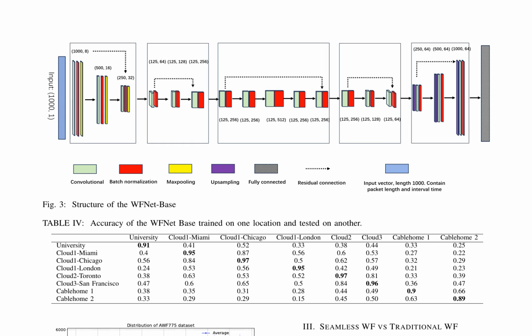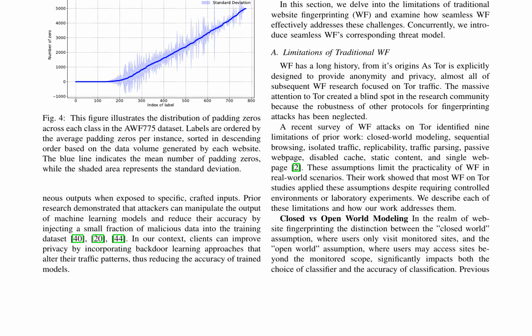In the context of website fingerprinting, clients can improve privacy by altering their traffic patterns, reducing the accuracy of trained models. Traditional website fingerprinting, WF, has several limitations, including closed-world modeling, sequential browsing, isolated traffic, replicability, traffic parsing, passive web page, disabled cache, static content, and single web page. These assumptions limit the practicality of WF in real-world scenarios, as they require controlled environments or laboratory experiments.